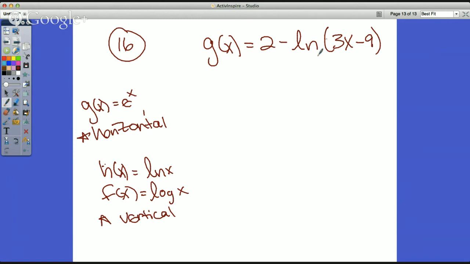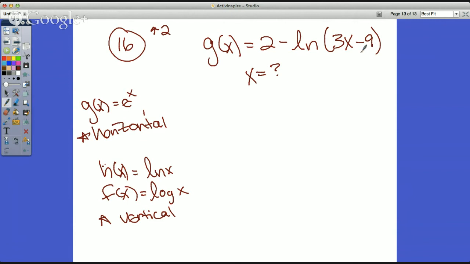So in this example, because it's natural log, we know we're going to look for a vertical asymptote at x equals something. We just don't know what it is. Now, a question for y'all: what affects that vertical asymptote? The 2 in front, what does it do for the graph? Yeah, it goes up 2. Vertical shift up 2.